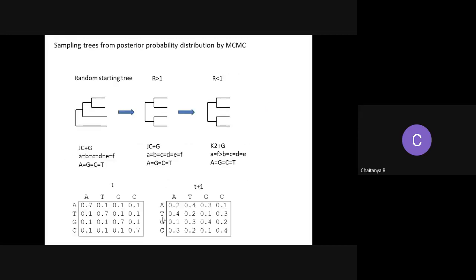So this chart again basically explains the same thing. If the ratio is greater than 1, we make the jump from the current tree to the next tree. If it's less than 1, we don't make the jump. We basically stay put at the same tree. You notice this basically represents the same tree here, right? So that's what this means. I'm not going to spend too much time on this chart.